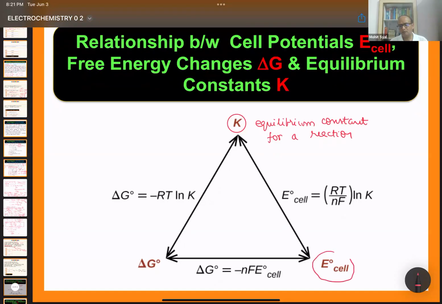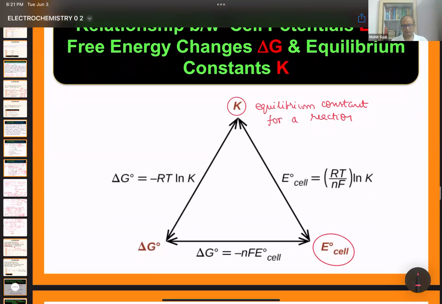Standard EMF of a cell, which is equal to the standard reduction potential of the cathode minus the standard reduction potential of the anode, and Gibbs free energy change. What is Gibbs free energy change? And what is the significance? Who is going to explain it to me? Significance of delta G.